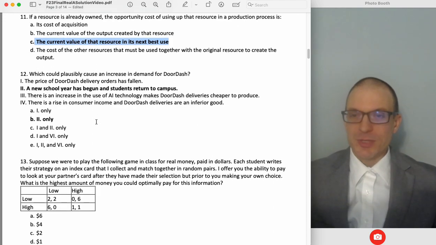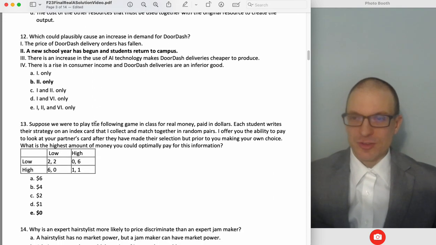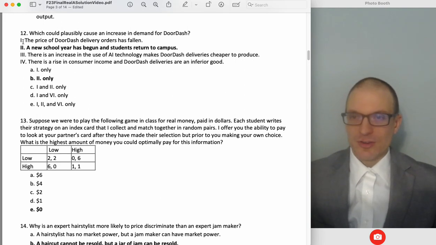Which could plausibly cause an increase in demand for DoorDash deliveries? So the price of DoorDash delivery orders has fallen. Nope, that's going to give a change in quantity demanded. We want a change in demand.